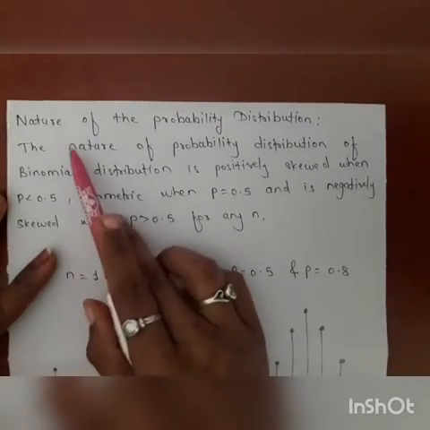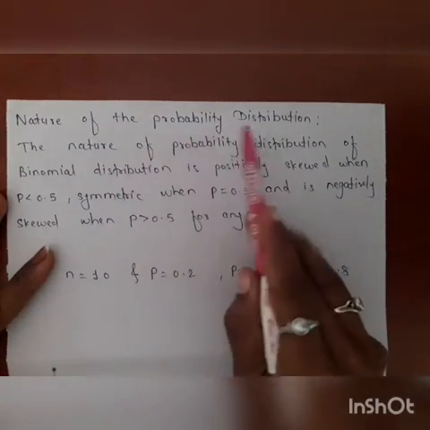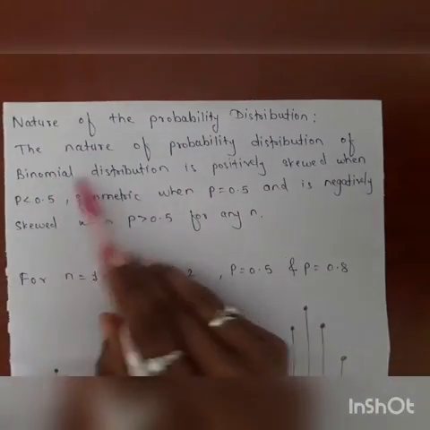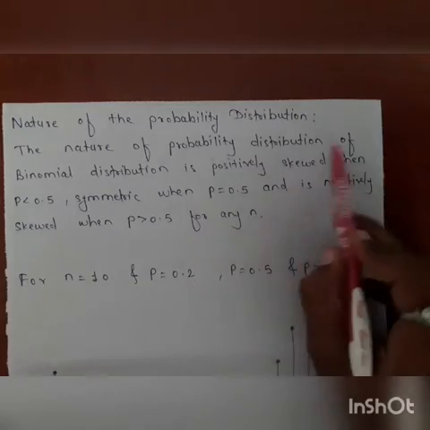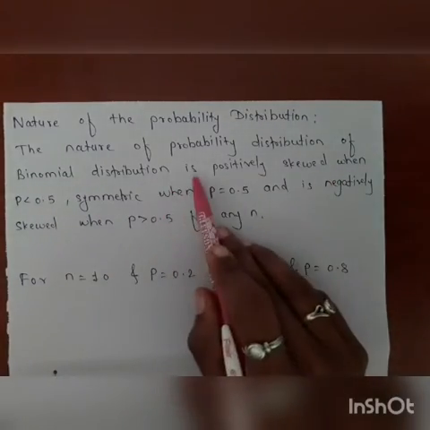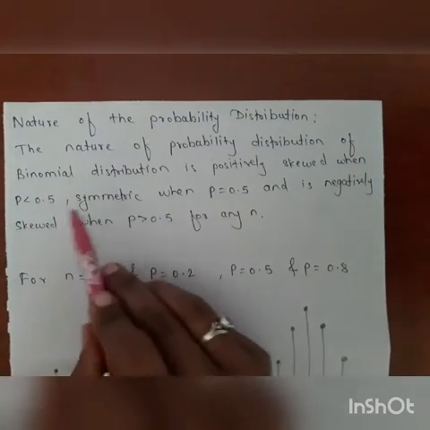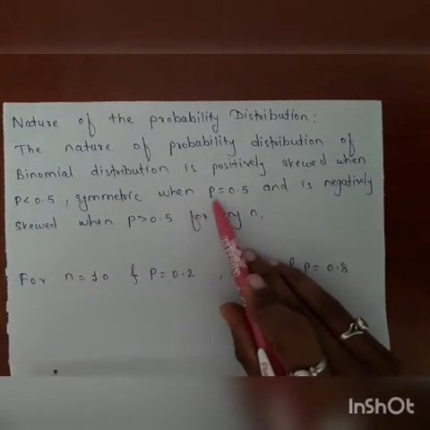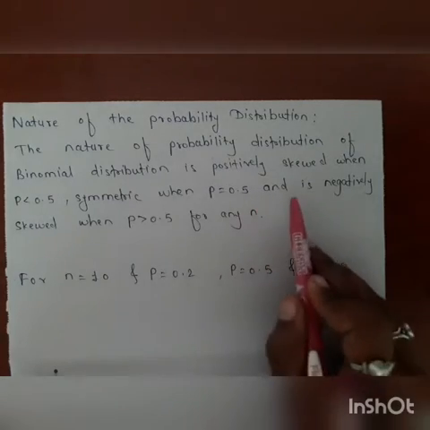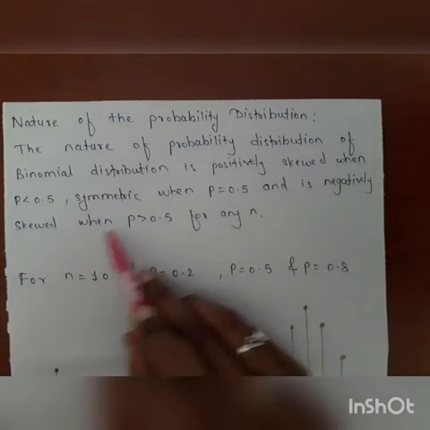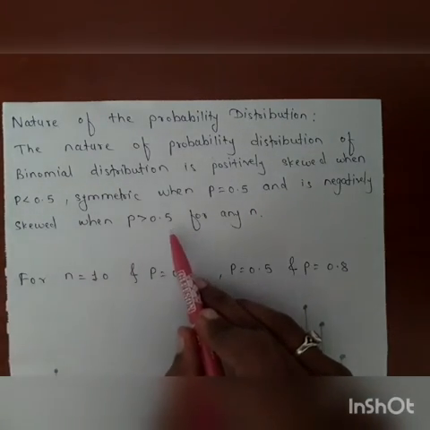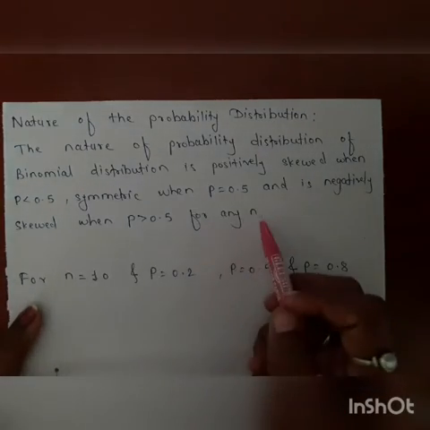Next is the nature of the probability distribution. The probability distribution of the binomial distribution is positively skewed when p is less than 0.5, symmetric when p is equal to 0.5, and negatively skewed when p is greater than 0.5, for any n.